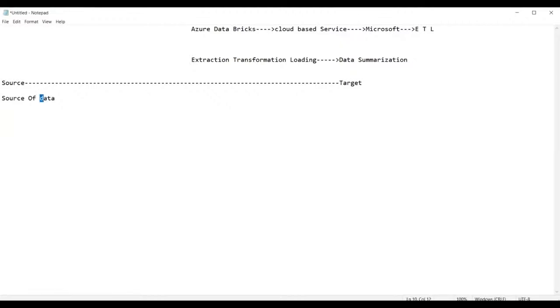So now, guys, tell me, according to you, what are the sources which are available from where we get the data? What might be the sources from where you get the data?